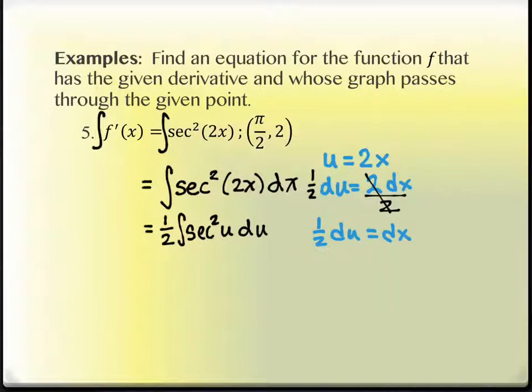Okay, the dx at the end is replaced by the 1/2 at the beginning and the du that I now have at the end. What's the antiderivative of secant squared?